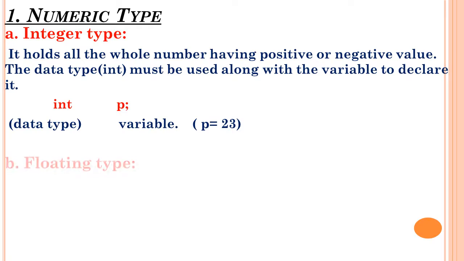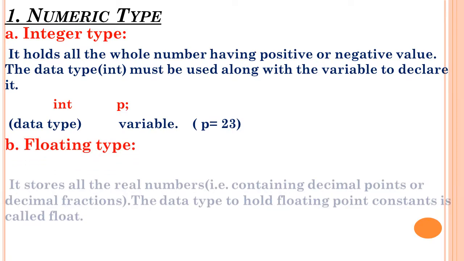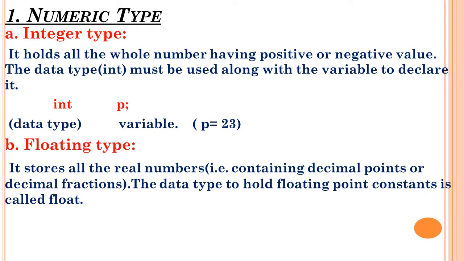Second type of numeric type is floating type. What is the meaning of floating type? It stores all the real numbers, that is, containing a decimal point or a decimal fraction. What is the meaning of this? Real number in the sense it may be in the form of a decimal point, like 0.75, 2.73, point something will be there, or else a decimal fraction. Fraction in the sense it will be in the form of p by q. The data type to hold the floating point constant is called float.